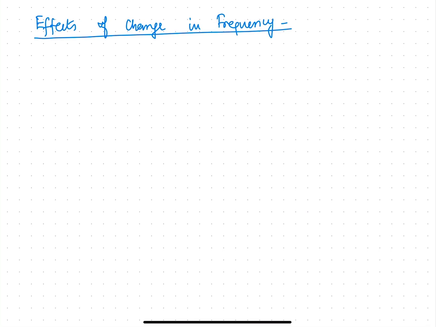When you change the frequency, what happens? The losses change. Since every loss term is dependent on the frequency, when you change the frequency, the losses change. So let's see what happens. Let's see the effect on core loss. So what is the effect on core loss?